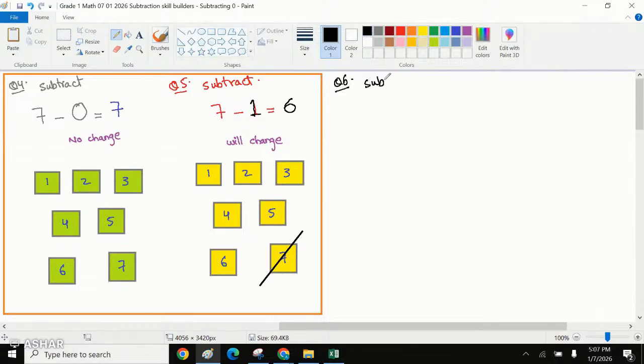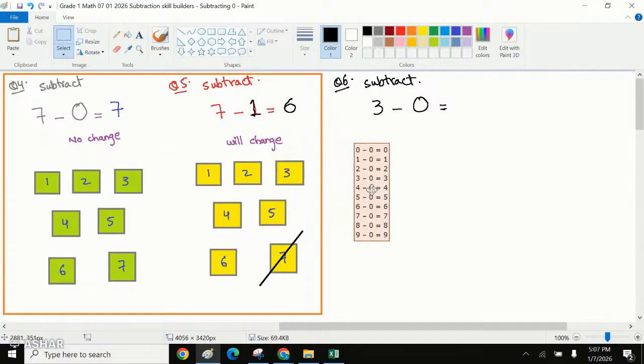The next question says subtract. And I hope and I expect you have done the previous questions, the previous topics, completed the questions from the test. Please do if you haven't done it. If I would say question number 6 says 3 minus 0. So what is the rule for subtracting a 0? Whenever we subtract 0 from any number, the number does not change.